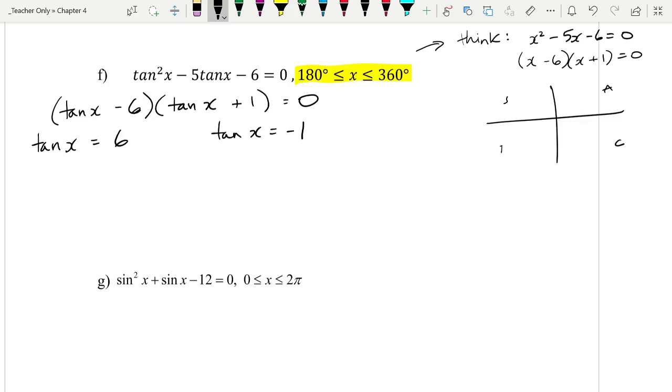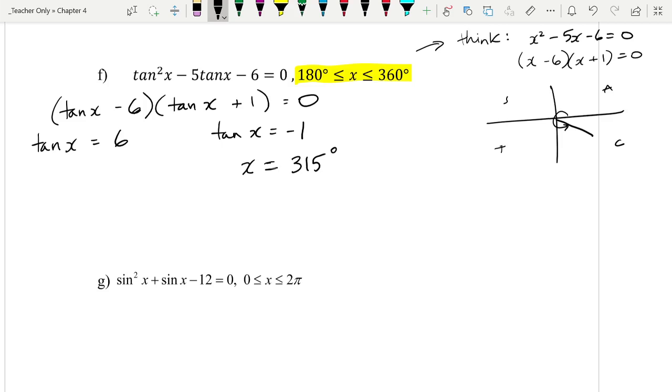Now, tangent can't be -1 in this quadrant, so the only answer that works is this one, which is the 45-degree family. 360 minus 45, that's the 315-degree place. So that's that answer. How do I find this answer? Do I know when the tangent is 6? No. This one I need a calculator for.